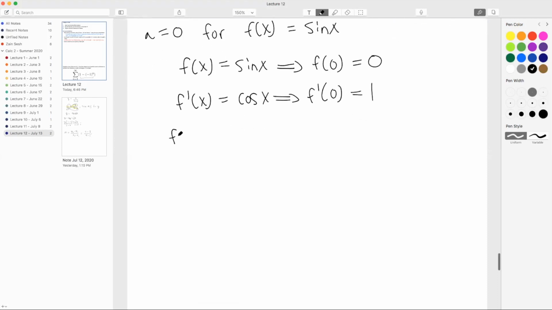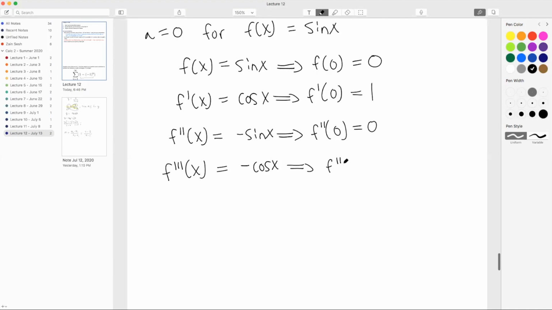Okay, the second derivative. The derivative of cosine is negative sine. Evaluate that at 0, you will get 0, because sine of 0 is 0. The third derivative, the derivative of negative sine is negative cosine. Evaluate that at 0, you will get negative 1.